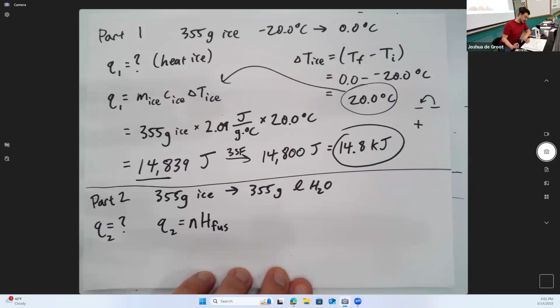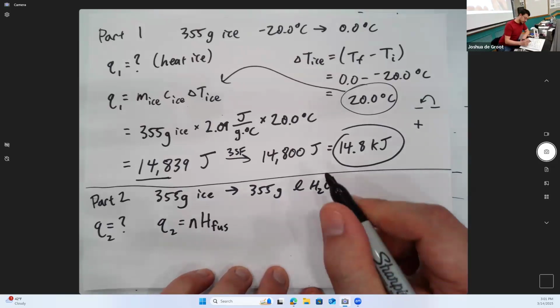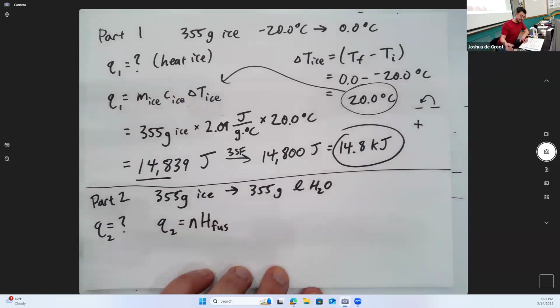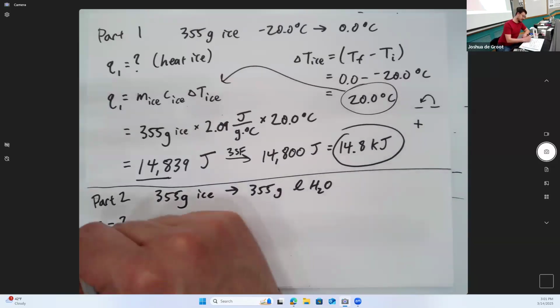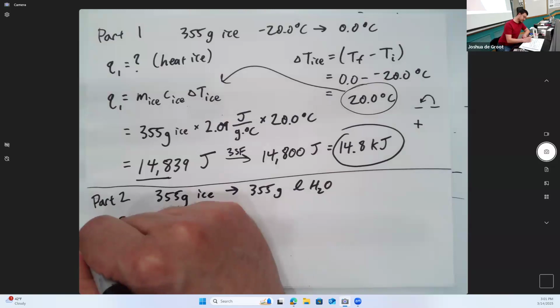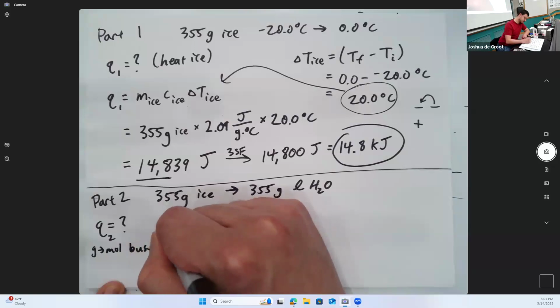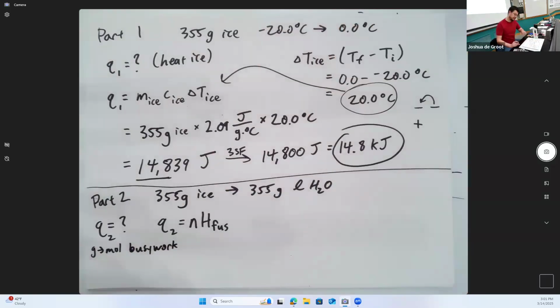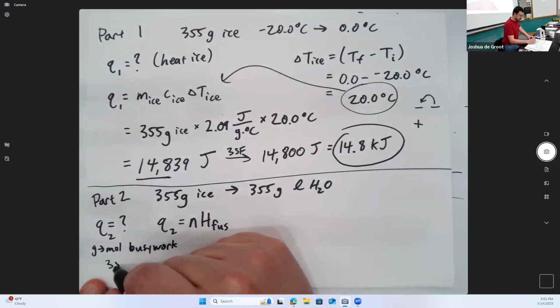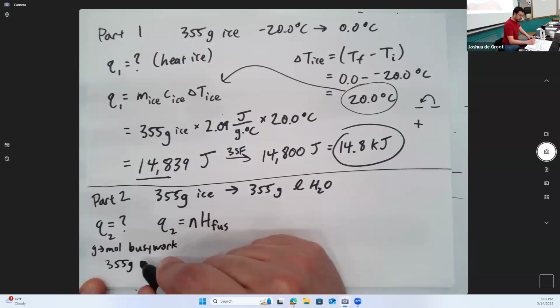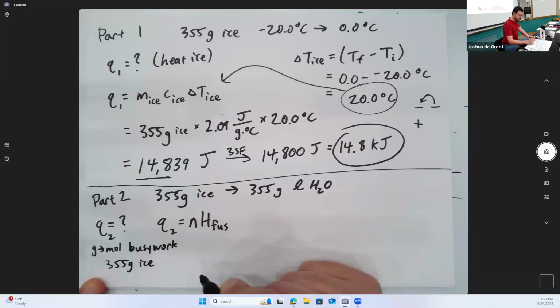Okay. All right. So we have the H of fusion, 6.01, but hold up. What's it per, grams or moles? Moles, right? We don't have moles. So we have to do a little bit of busy work. Okay. So gram to mole busy work. We have 355 grams of ice.